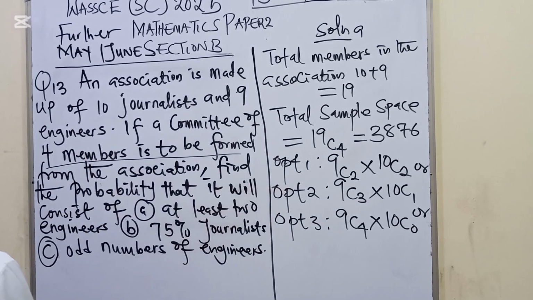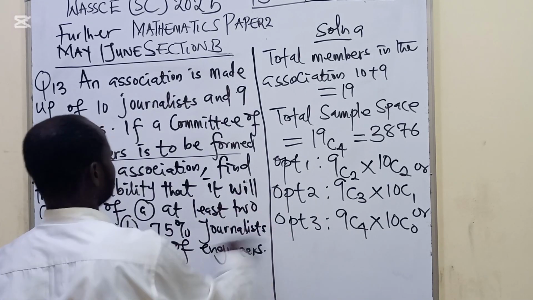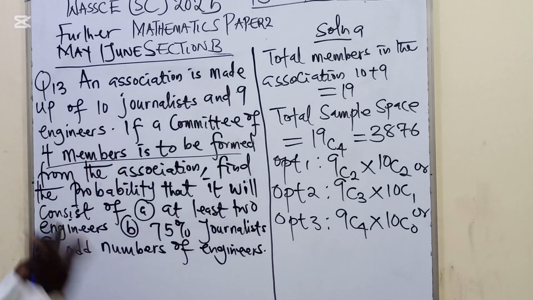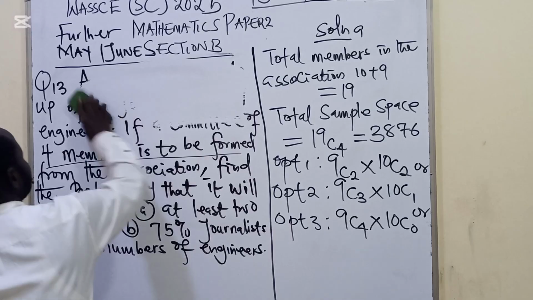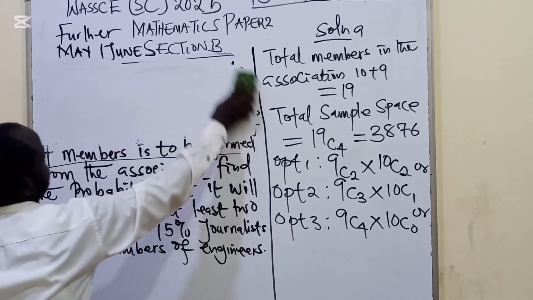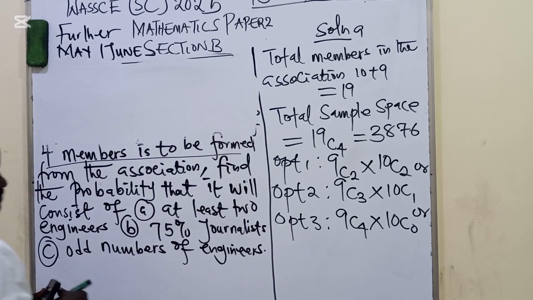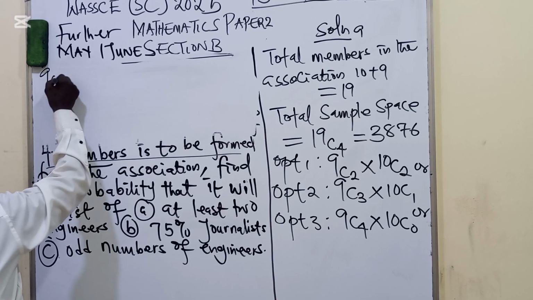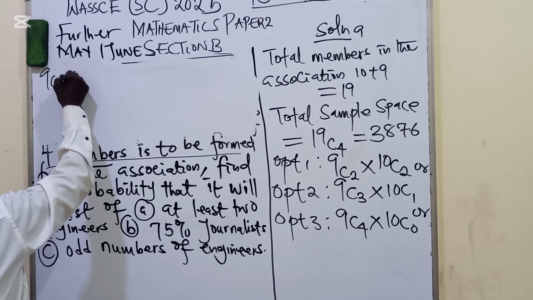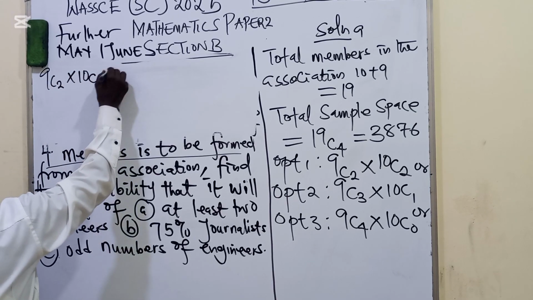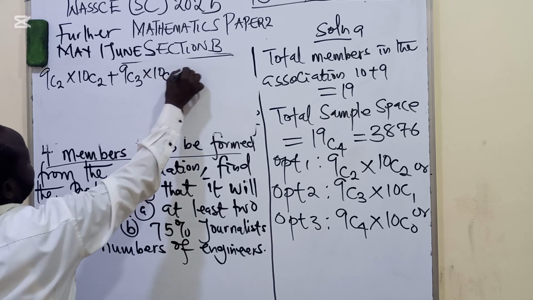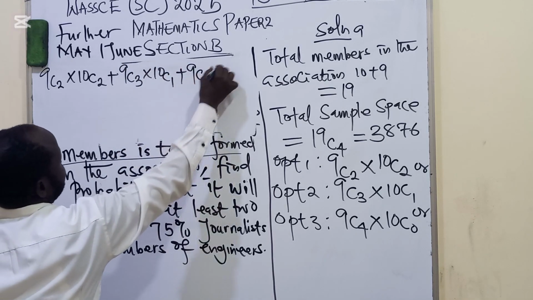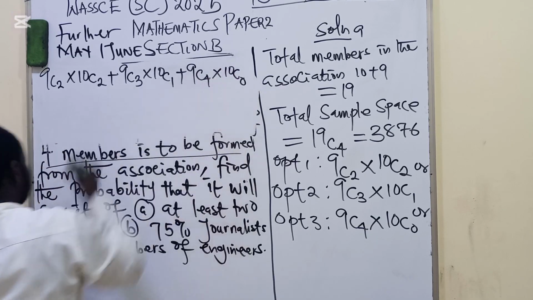Let's resolve this. Whatever we have will be the number of ways of picking at least 2 engineers. Permit me to clean this part of the question. So let's resolve this. First option, we have 9 combination 2 times 10 combination 2, plus 9 combination 3 times 10 combination 1, plus 9 combination 4 times 10 combination 0.